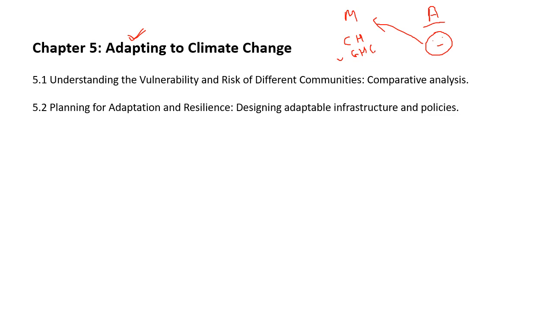Well, this chapter is classified into two parts. Part 1 is we have to see the vulnerability and risk of different communities, because vulnerability is not the same everywhere. So we will look at it from this angle. And the second section is what should be the planning for adaptation and resilience. So let's begin with 5.1.